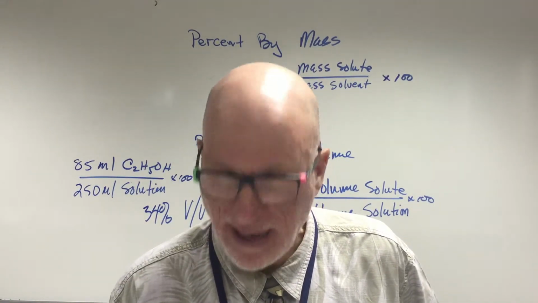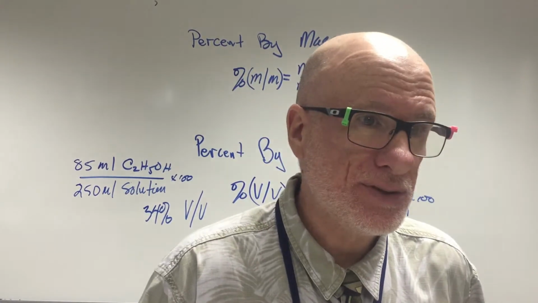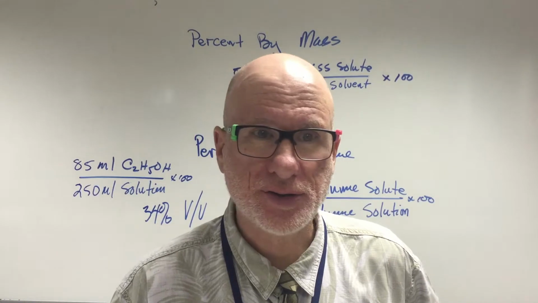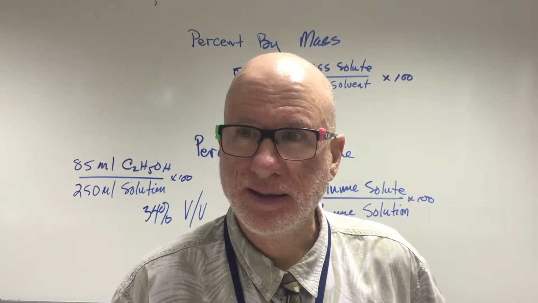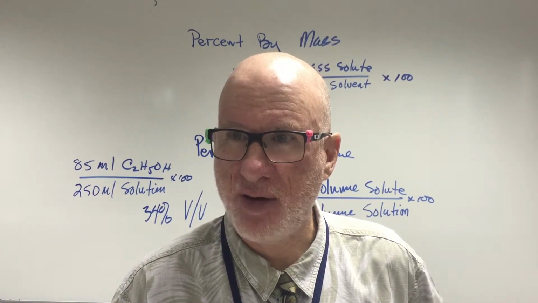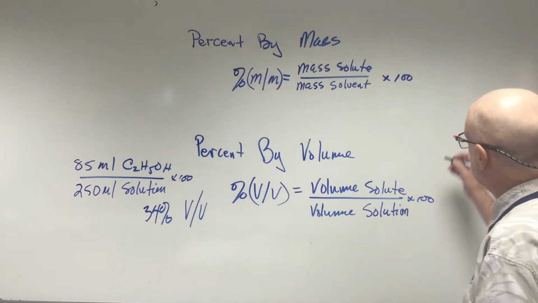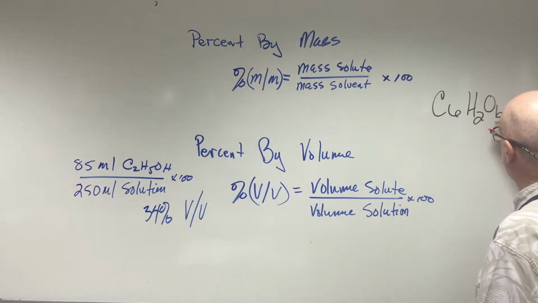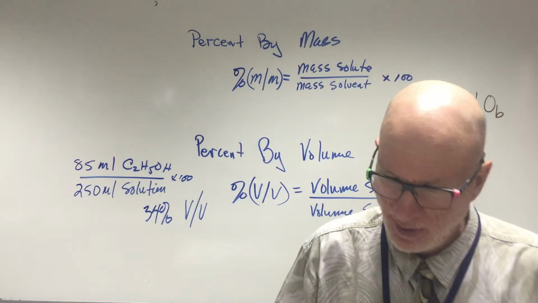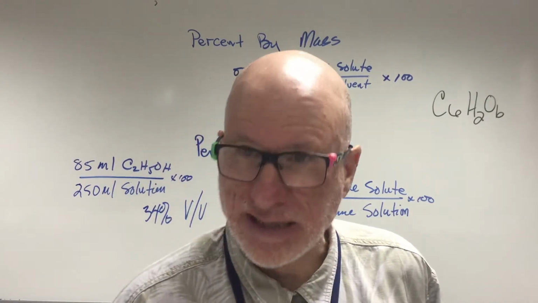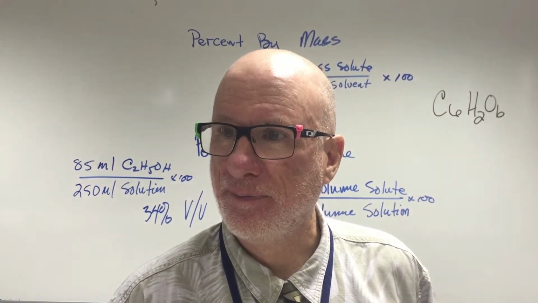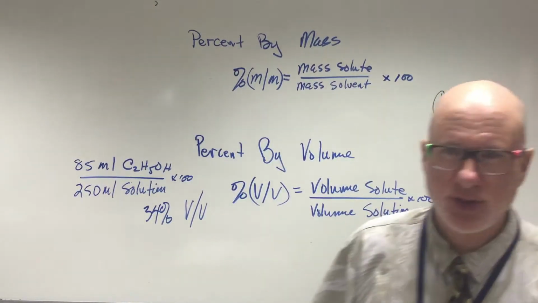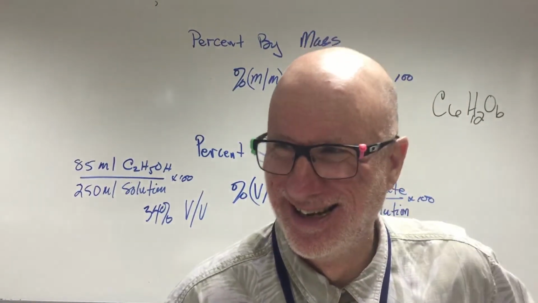It says how many grams of glucose? What's the formula for glucose? If you know nothing else in biology, know that. C6H12O6. Okay, that's glucose. Now, what mass of glucose are we using? H12. What did I say? You said 12. The one was there.